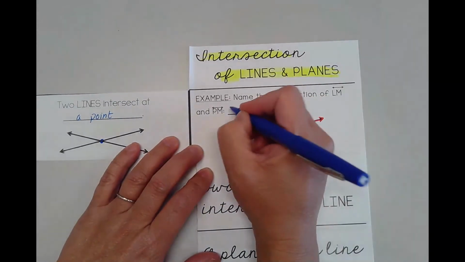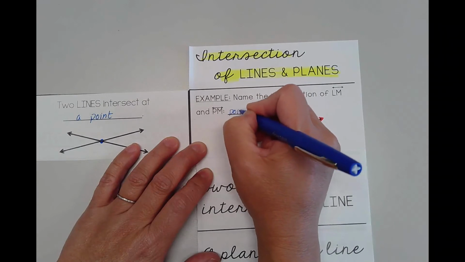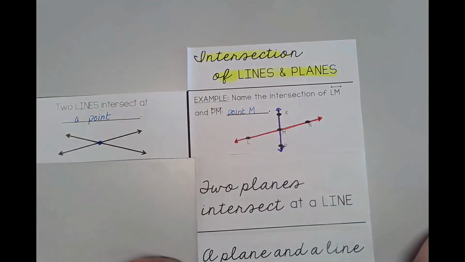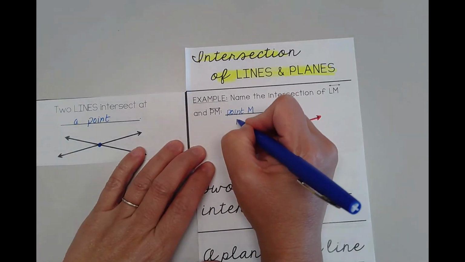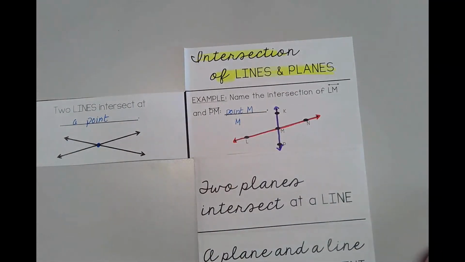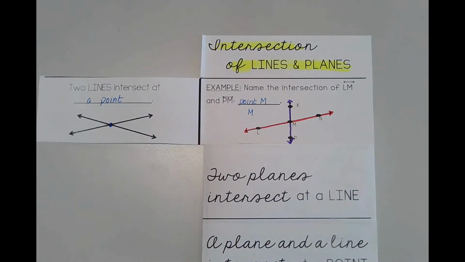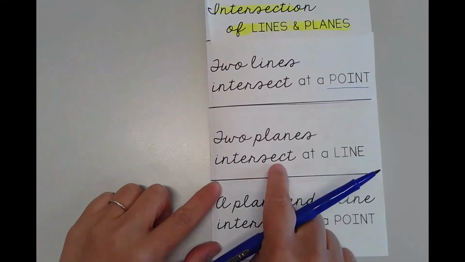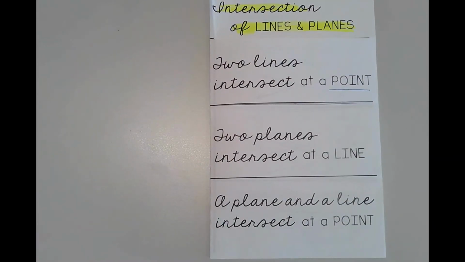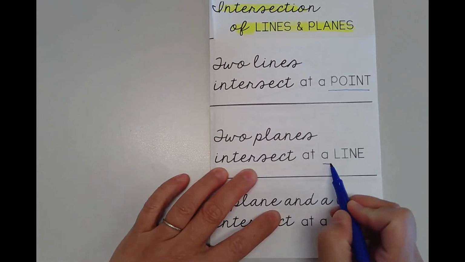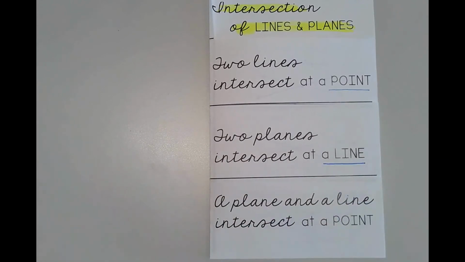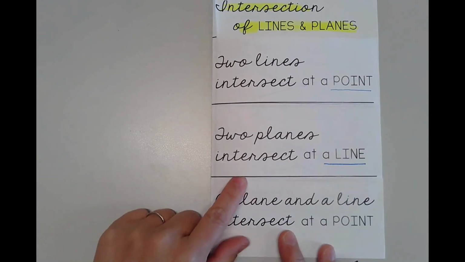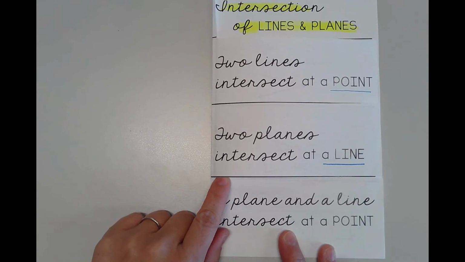So when you write that, you can either write out the word like this, point M, and it's a capital letter, right? You can just put M as well, but I think it's best to write out the word point. So two lines are always going to intersect at a point. So the next one is what if you have two planes? Those are going to intersect at a line. So that's like those two pieces of paper. Remember, pretend those are planes that go on forever.